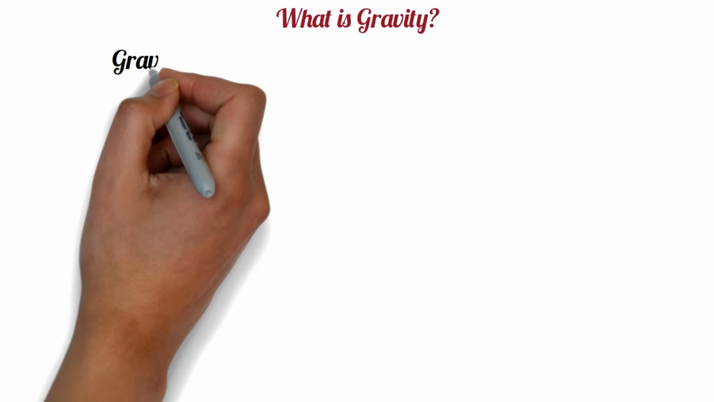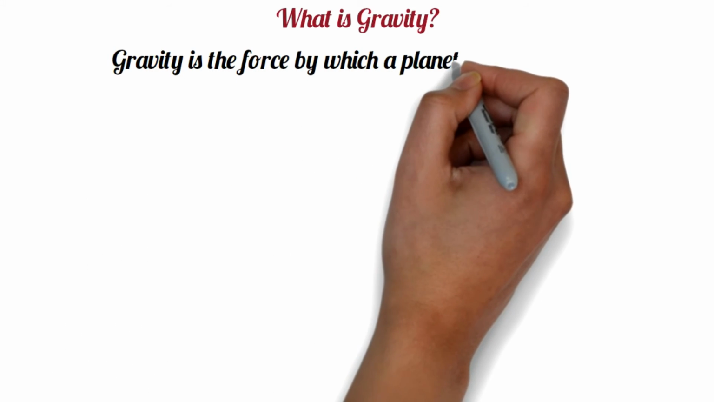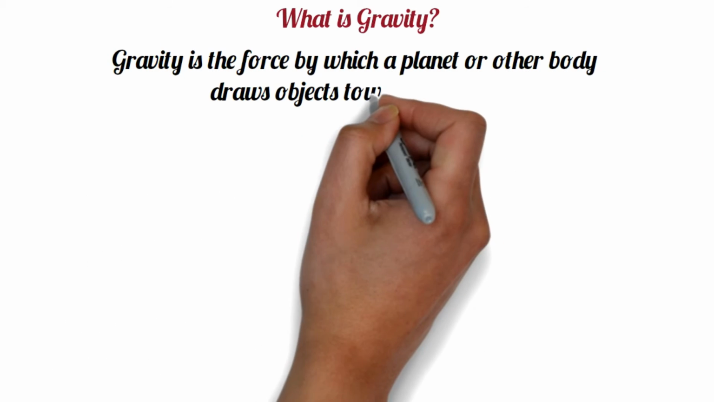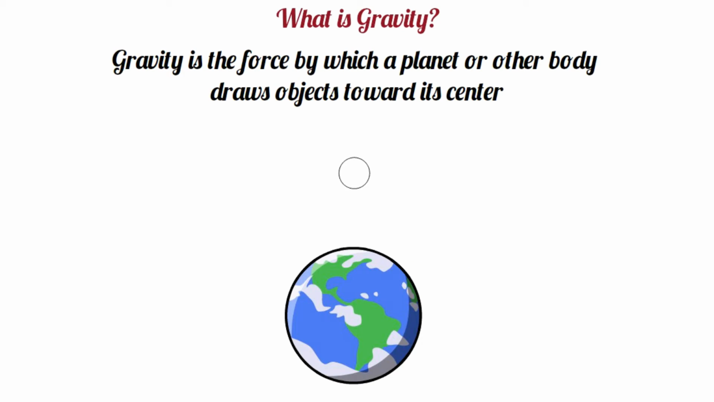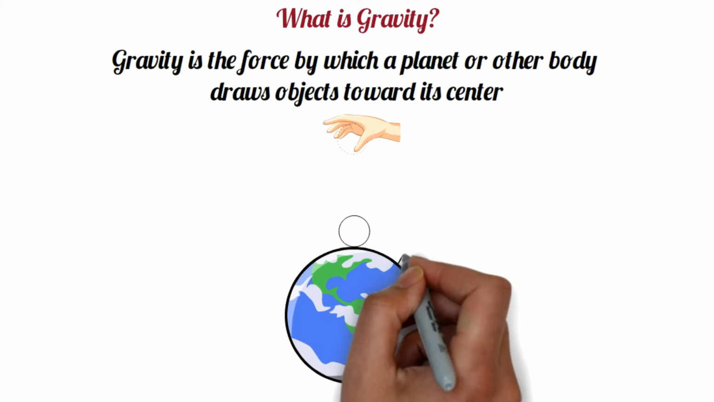What is gravity? Gravity is the force by which a planet or other body draws objects toward its center. As a result of this gravity, when an object is released from a distance above the surface of the Earth, the object moves towards the center of the Earth.